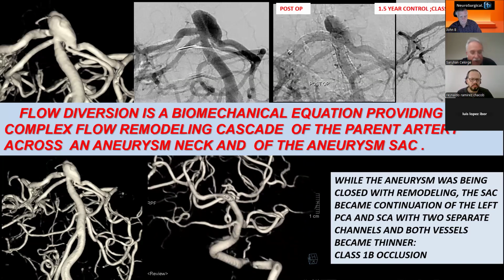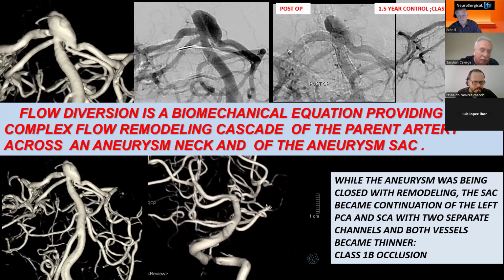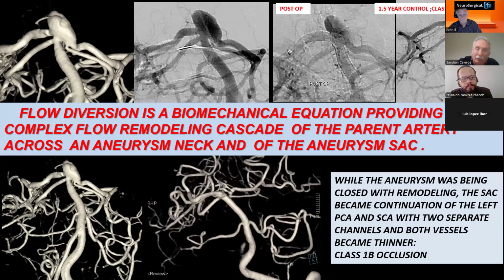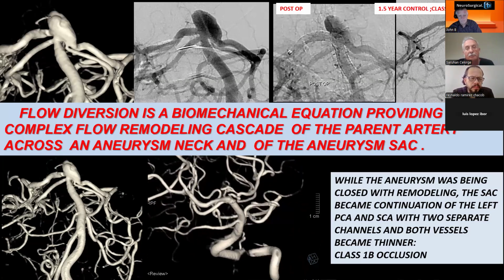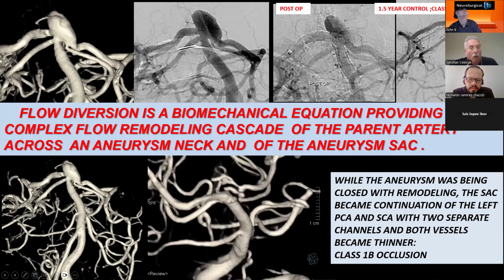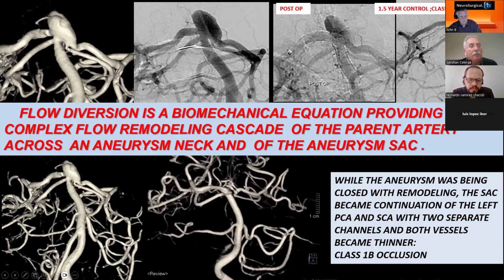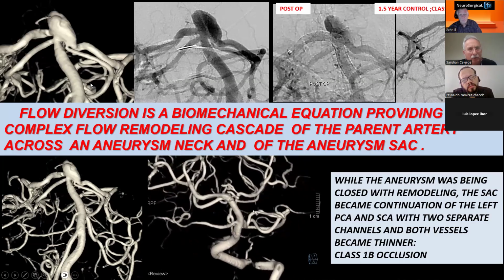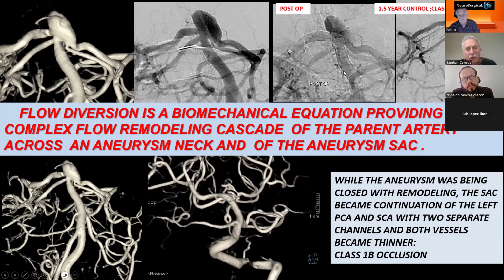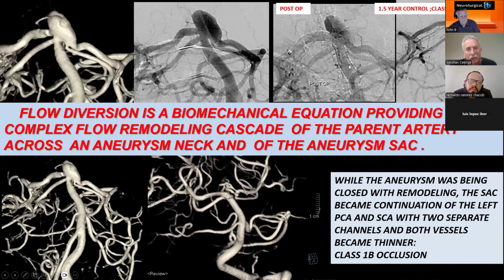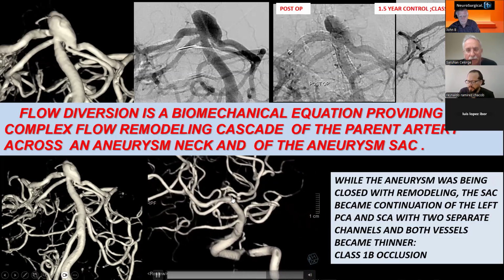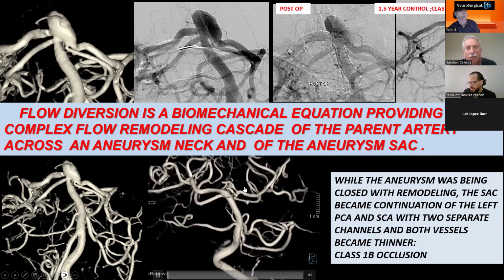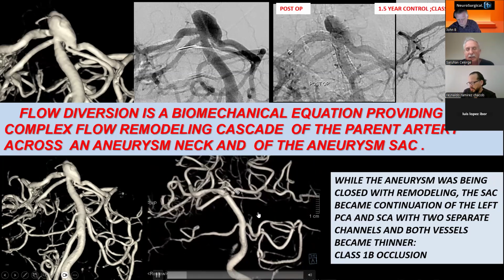I tried to work on the flow mechanics a little bit, and flow diversion is a very complex biomechanical equation, providing a very complex flow remodeling cascade of the parent artery across an aneurysm neck and aneurysm sac. And this is not MCA, this is a basilar tip aneurysm with a left PCA and left SCA coming off the aneurysm sac. Very simple treatment: a Pipeline from basilar to P1, change the geometry, go to the easy trunk, and look what happened. While the aneurysm is closed and remodeled, the aneurysm sac actually becomes two separate channels, continuations of the left P1 and left SCA.